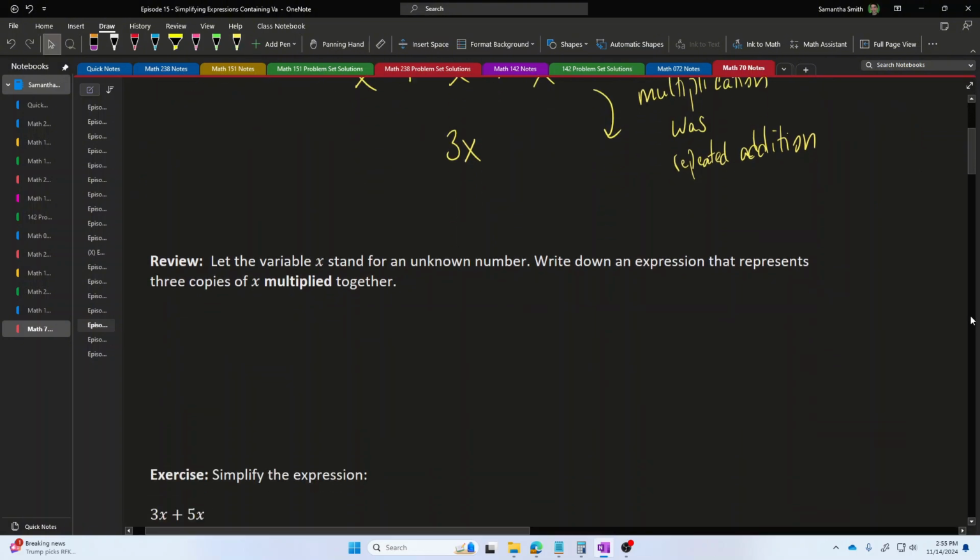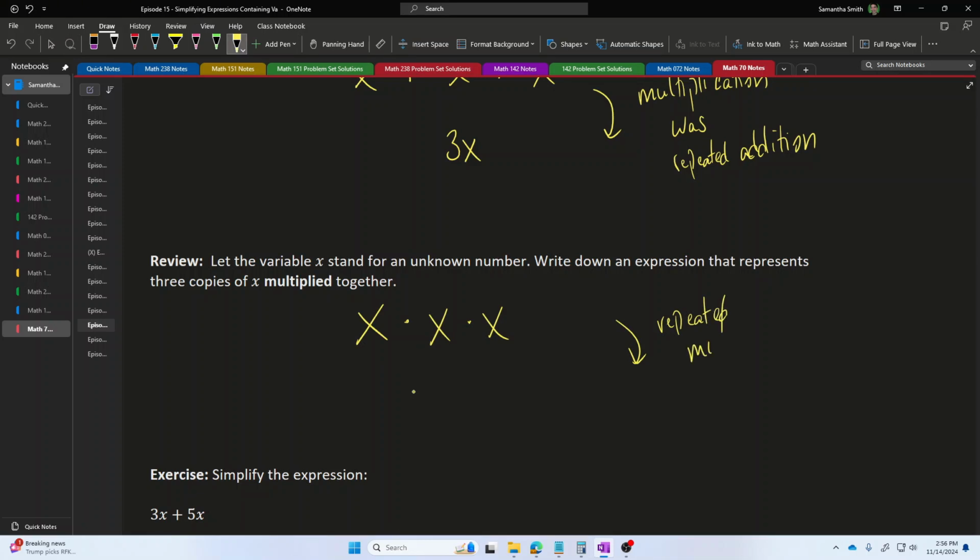By contrast, if we wanted to represent three copies of x multiplied together, the action of repeated multiplication was represented using an exponent. So if I wanted to say three copies of x multiplied together, my shorthand for that was x cubed.